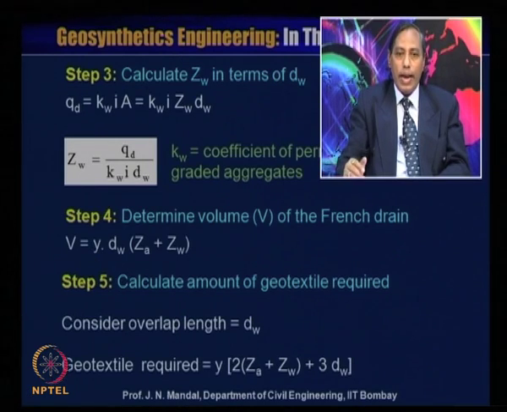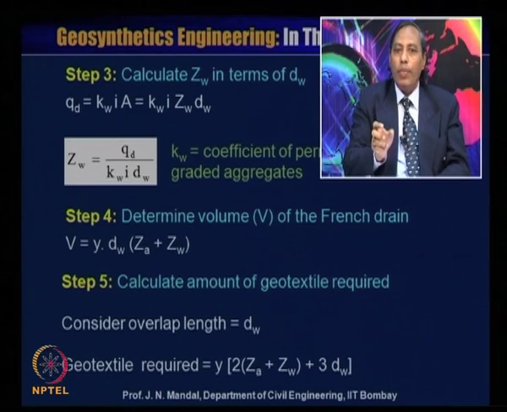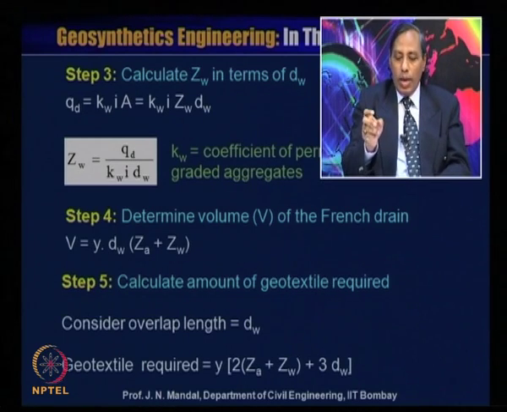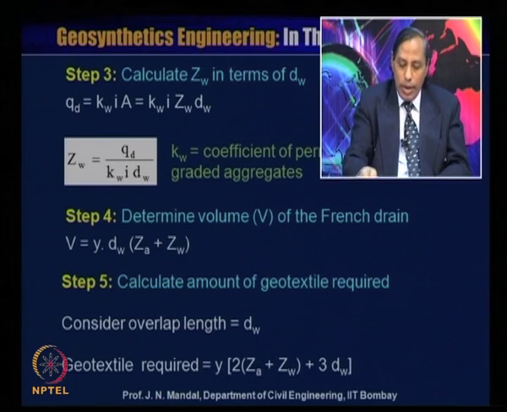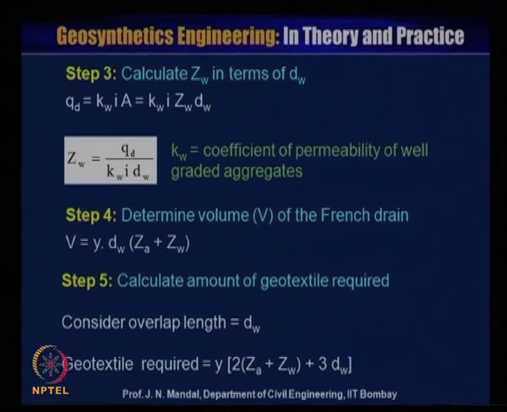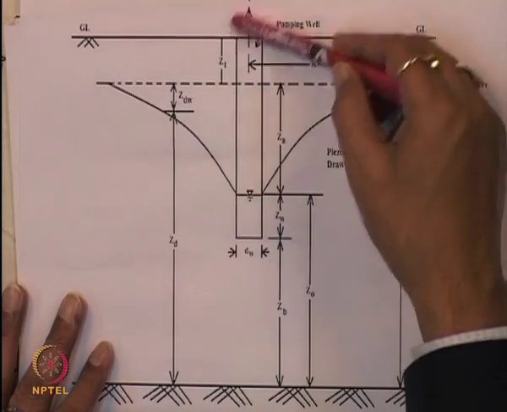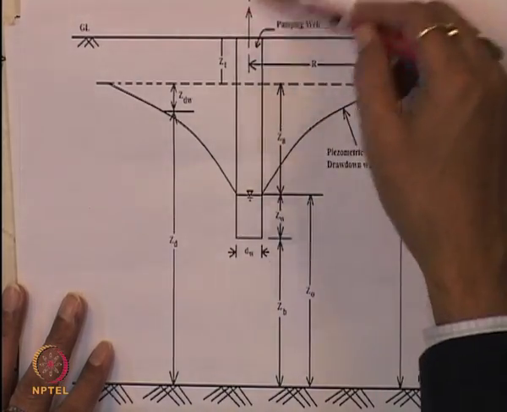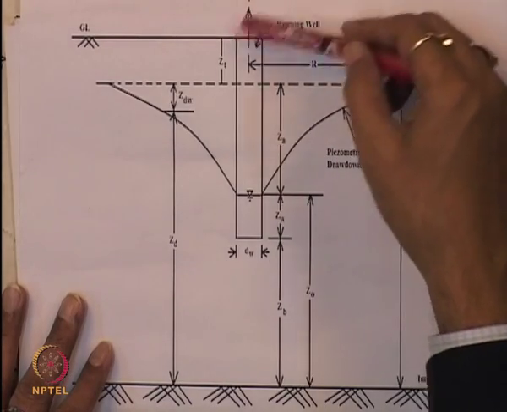Step 5, calculate the amount of geotextile required. Now consider the overlap length dW. So the geotextile required length is Y and 2 into (ZA plus ZW) plus 3 dW. So it is like this. The trench length Y is about 50 meters or whatever it is, this is Y.